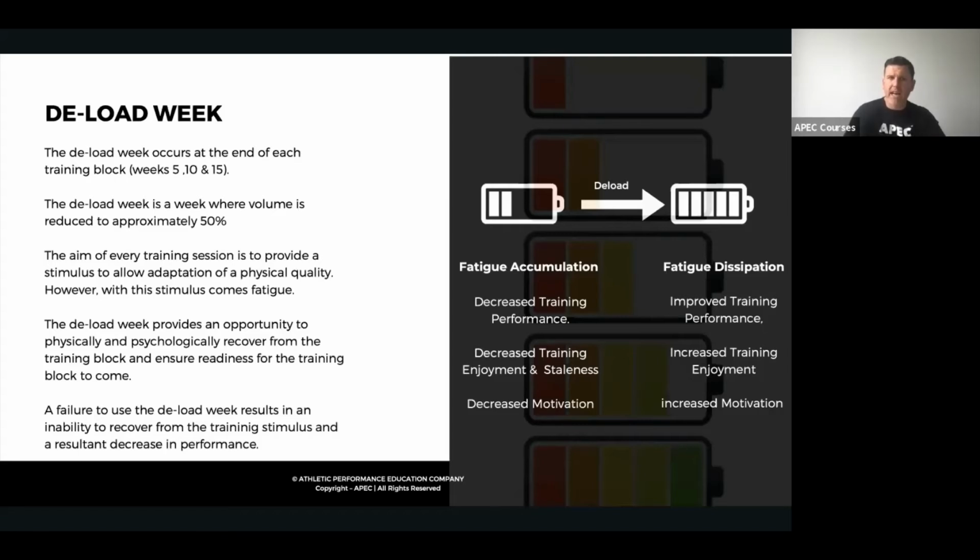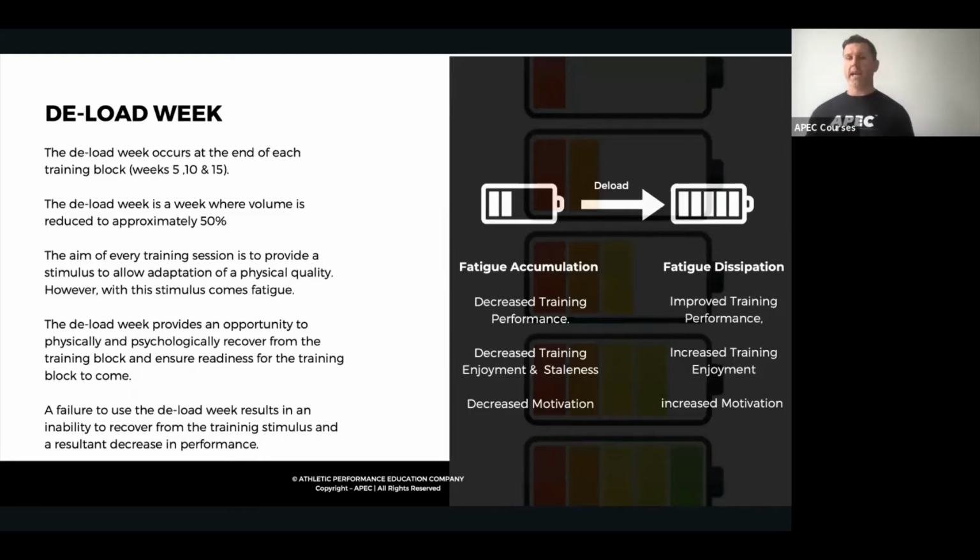The aim of every training session is to provide a stimulus to allow adaptation of physical qualities. However, with this stimulus comes fatigue, as we know. So the deload week provides an opportunity to physically and psychologically recover from the training block and ensure readiness for the training block to come ahead. A failure to use a deload week will result in an inability to recover from training stimulus, and you will get a decrease in performance over time.